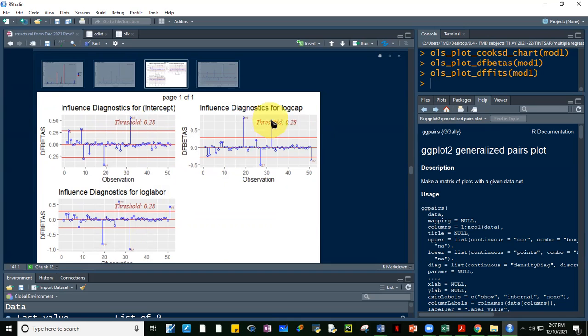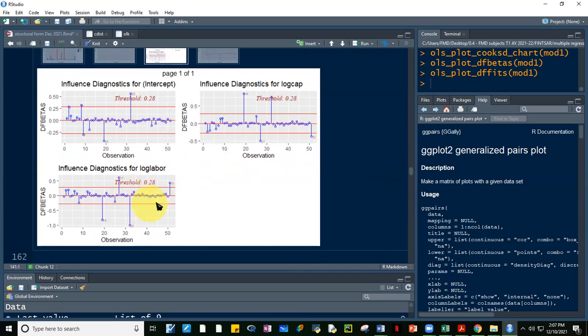Okay, so ito, sinasabi sa DFBETAS, ang threshold nito 0.28, no? So itong tatlong to, lumalampas dun sa 0.28. Okay, ganun din dito, guys, sa DFBETAS for log labor. Okay, we can see here that 27, 32. So medyo consistent, guys, yung mga points na to, 32, 27, in terms of log cap or log labor. Okay, even in the intercept, no?